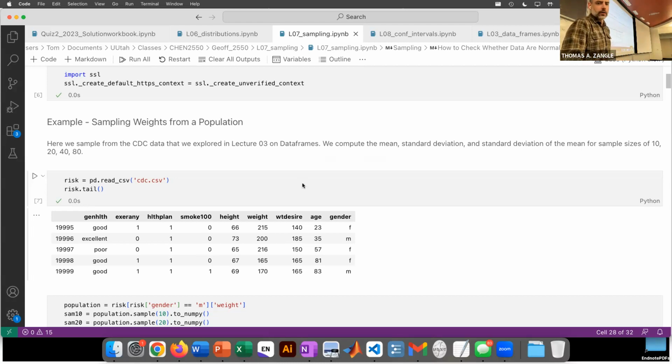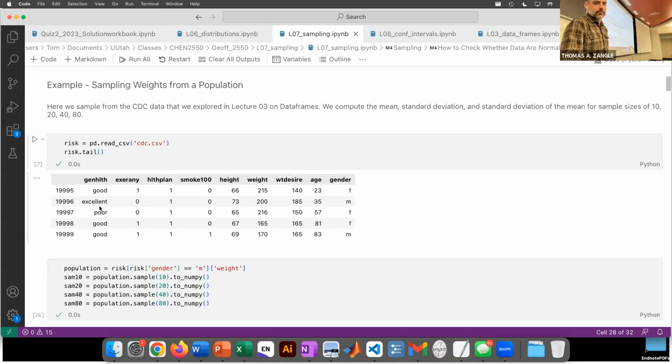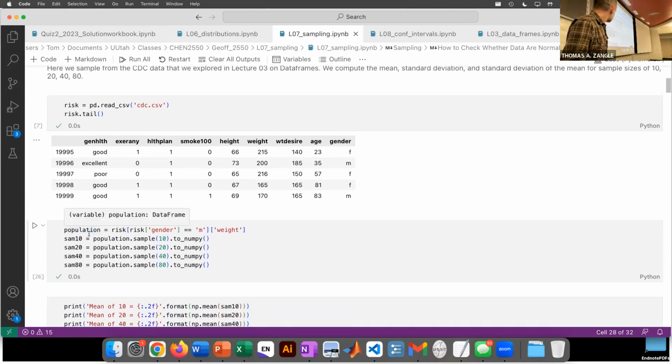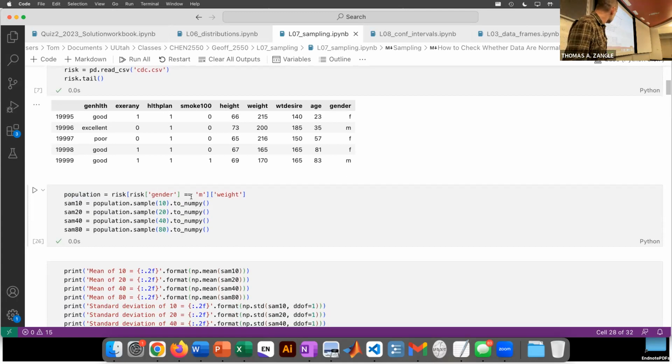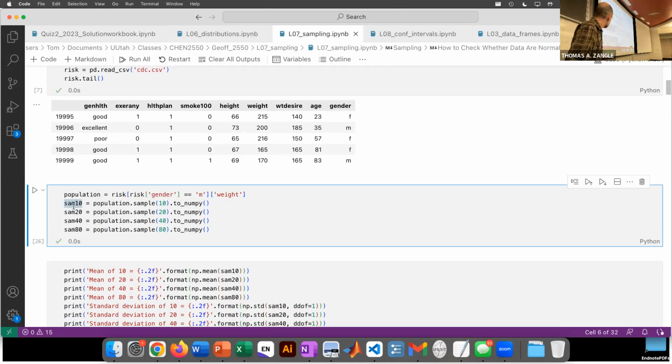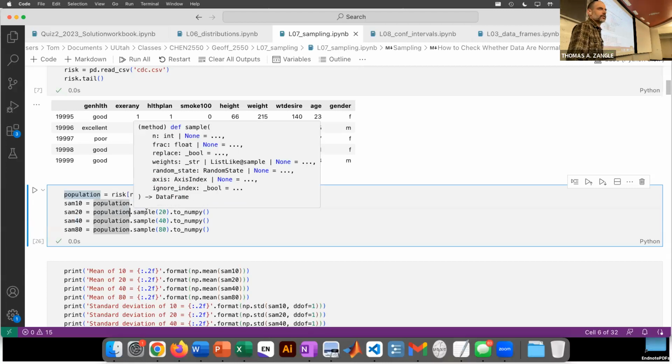Again, we load the data into a pandas data frame, looking at the tail just to see what that data looks like, and we're going to be talking about the weight here. Our population is everyone that had gender listed as male and whatever there was in the weight field. Then we take samples of 10, 20, 40, and 80 people from this list, using this built-in function that takes a random sample of this data.